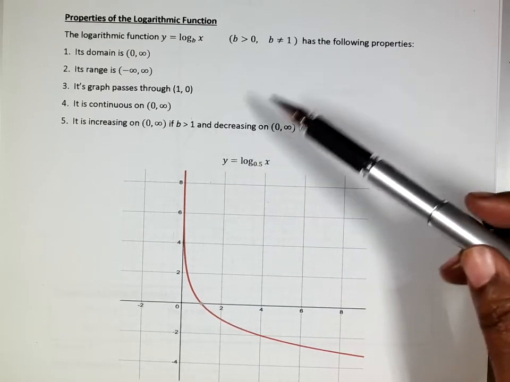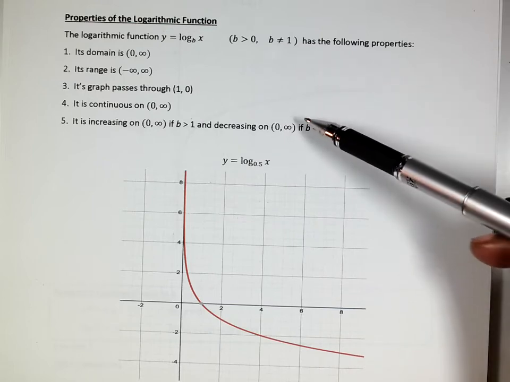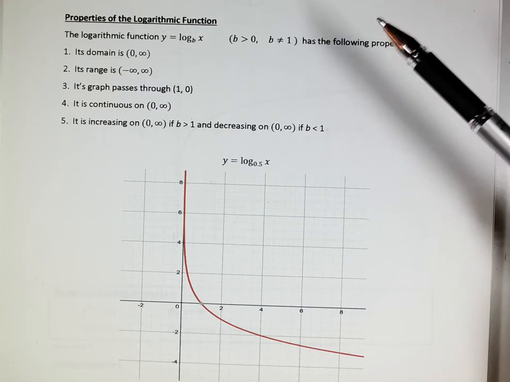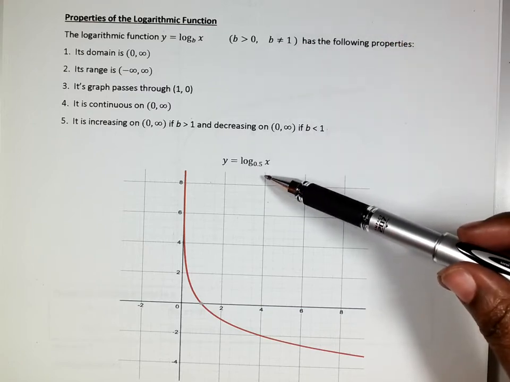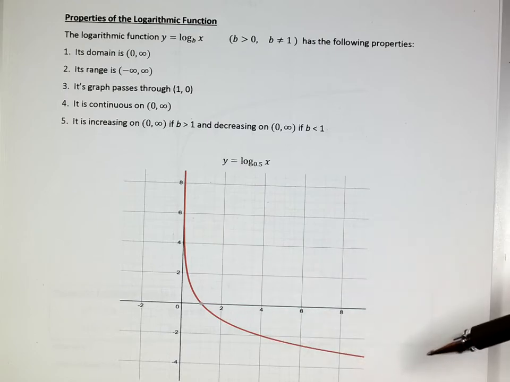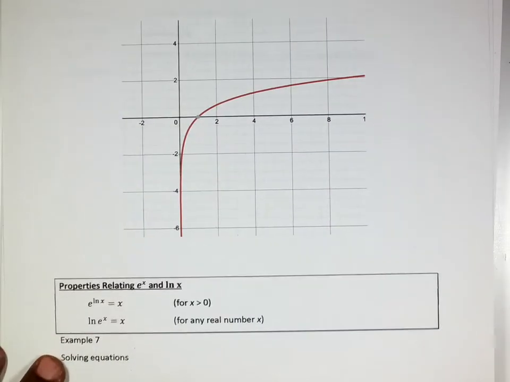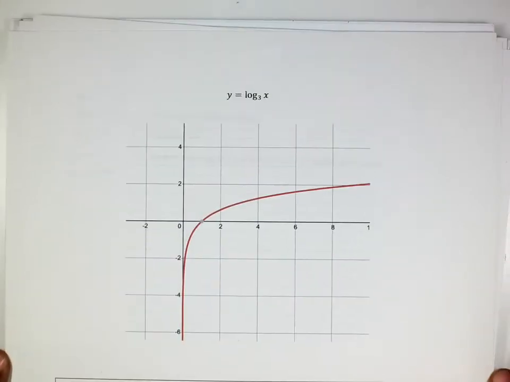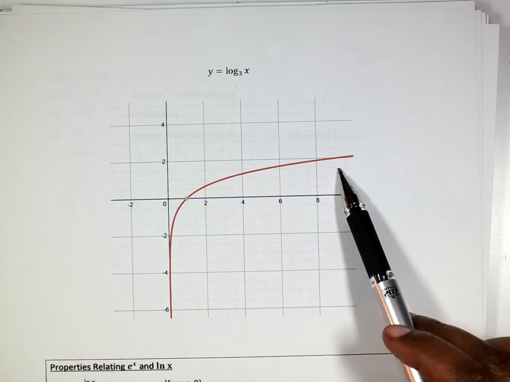It is increasing if b is greater than 1. And it's always decreasing if b is less than 1. So here my base is a half, and this function is always decreasing. Here my base is 3, so it's greater than 1, and then you have the function that's always increasing.